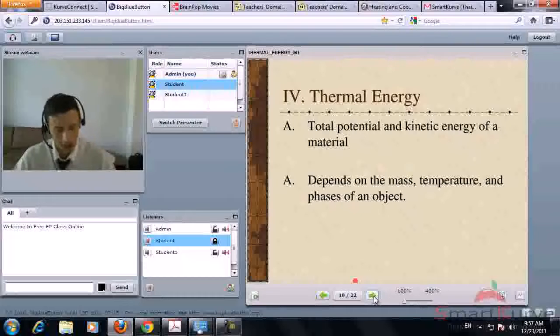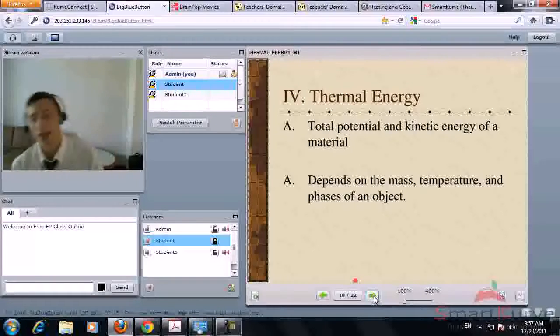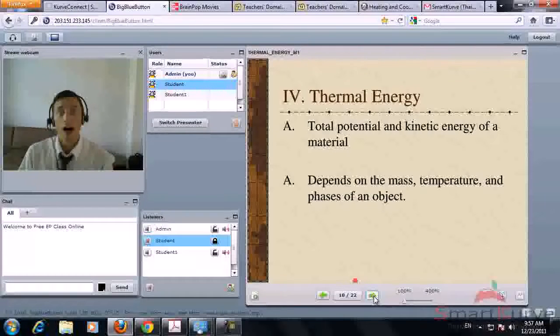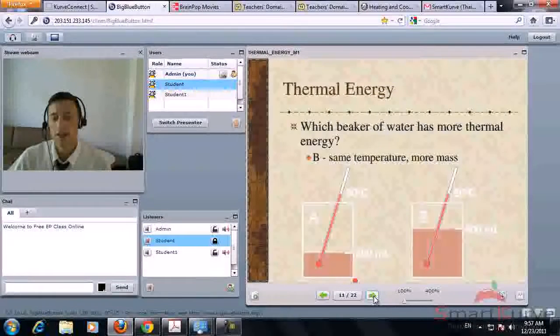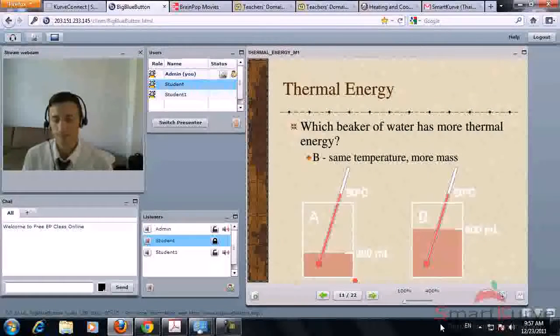For thermal energy, the total potential and kinetic energy of a material depends on mass, temperature, and phase. Okay, so what that means is, well, tell you what, let's go to the next slide because there's a very good illustration. Which beaker of water has more thermal energy?